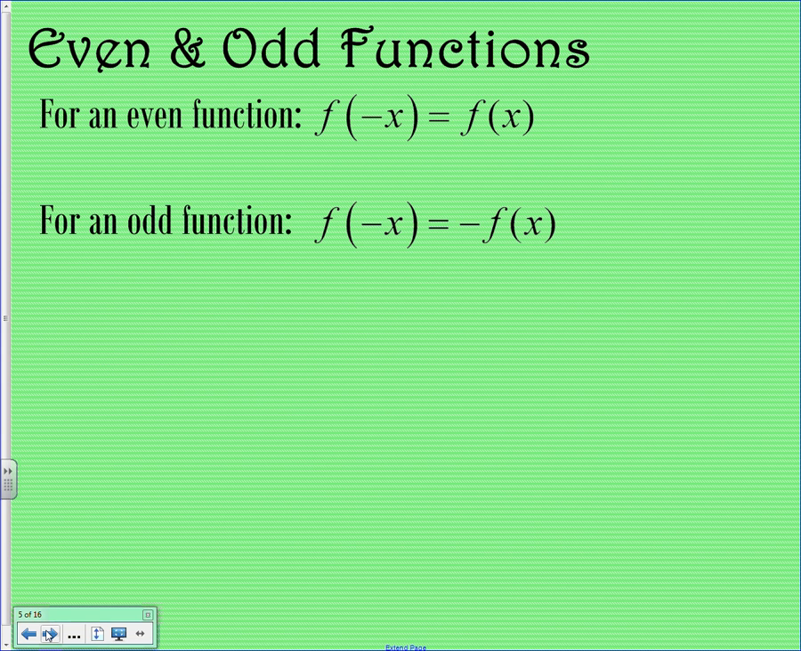For an odd function, f of negative x is going to equal, there's a negative out front, negative f of x. So whenever you plug in negative x, if it equals the negative of the function, then that's an odd function. And if it's not either one of those, then it's going to be a neither function. It's neither even nor odd. It could be even, odd, or neither. Okay?